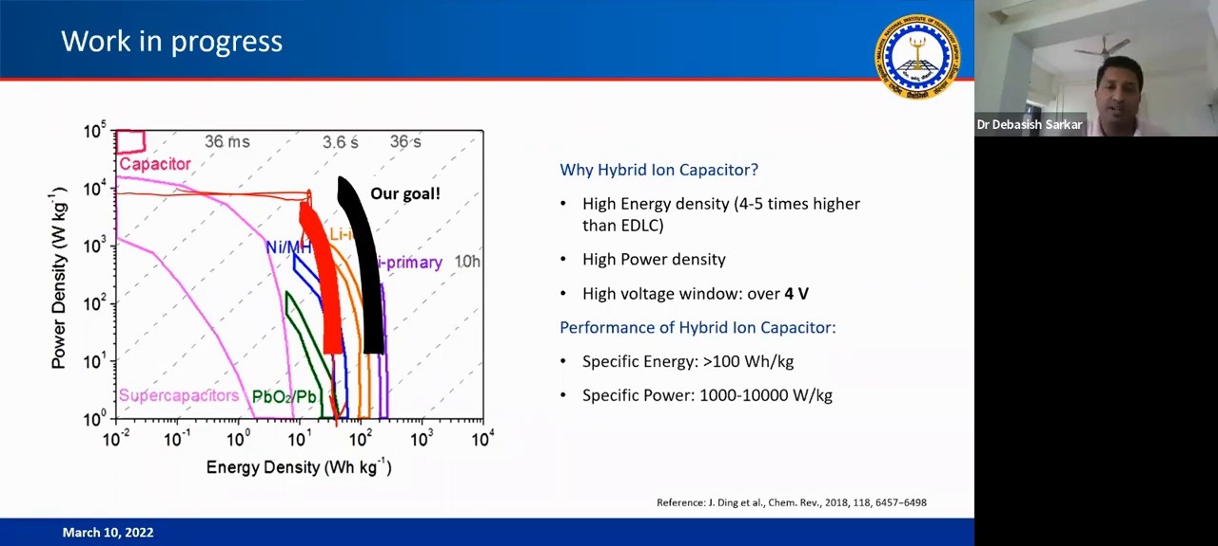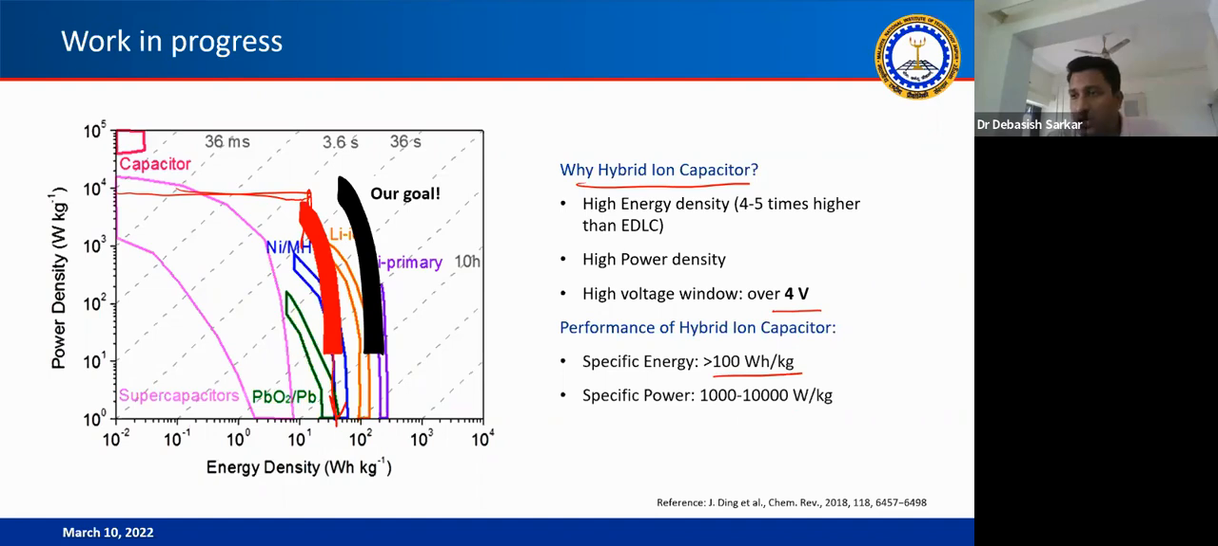So that can be reached by making a hybrid ion capacitor having a cell voltage over 4 volt. That means we have to use organic electrolytes or non-aqueous electrolytes. Performance of the hybrid ion capacitor can be more than 100 watt-hour per kg, with a specific power between 1 kilowatt to 10 kilowatt per kg.